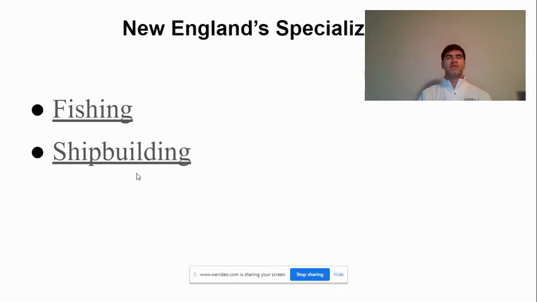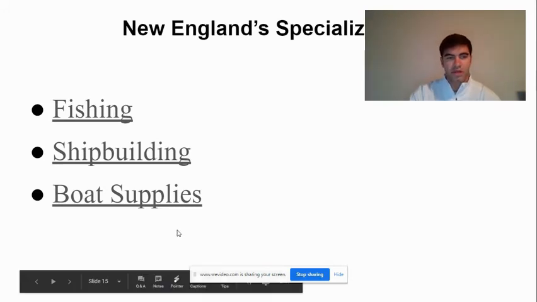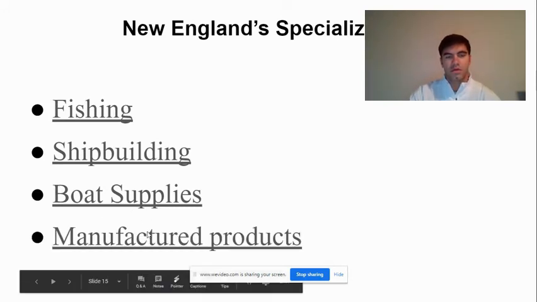Another thing that New England's going to specialize in is shipbuilding. So once again, makes sense for New England to specialize in shipbuilding due to the fact that the region is heavily forested and there are deep harbors throughout the New England region. And they're also going to specialize in producing boat supplies. So if they're going to specialize in building ships for their harbors, it would also make sense for them to specialize in producing boat supplies like fishing nets and sails for steering ships, along with rudders and other equipment that you need on a boat.